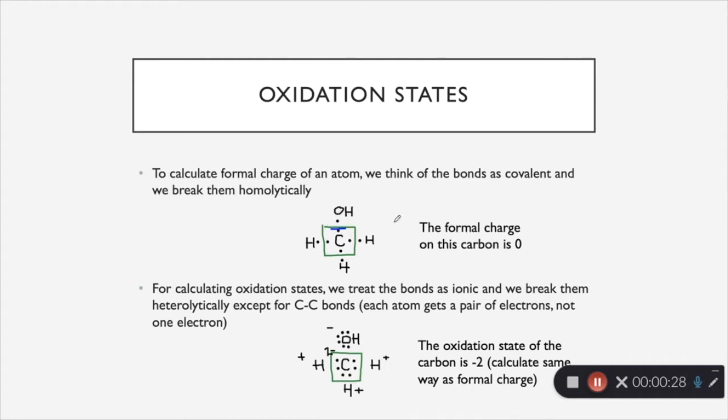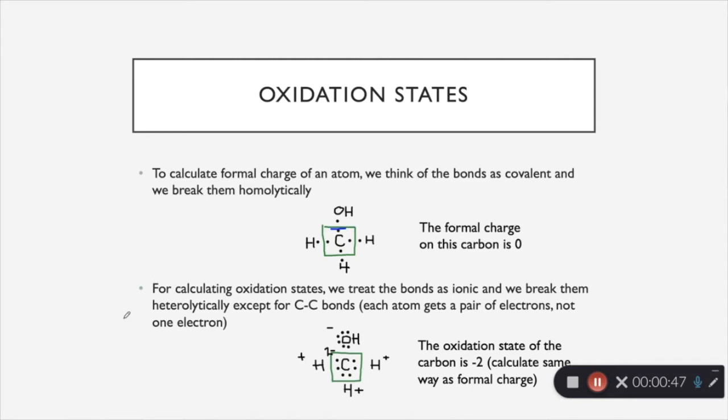And so if we were to calculate this formal charge, carbon wants 4 electrons, and if you box off the electrons that it does have because it shares them all covalently, then this carbon would have 4 electrons in its valence shell, and that would give it a formal charge of 0.